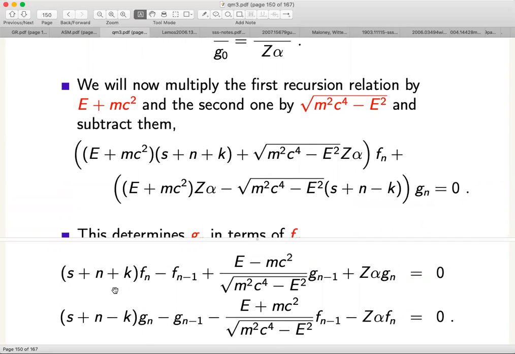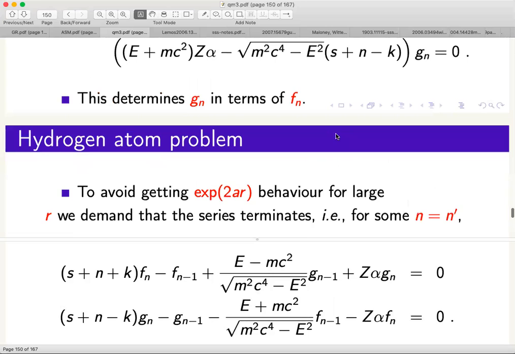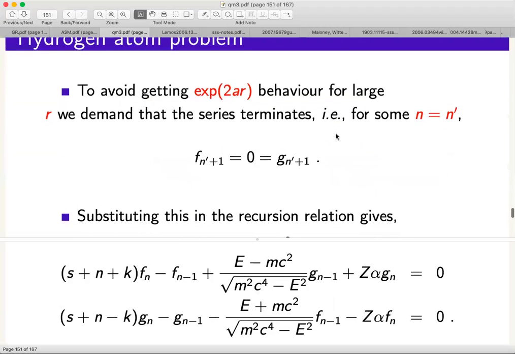And if you do that and subtract, then the terms like these survive, and there are other terms which would cancel. For example, the term involving f_{n-1} would cancel with this term, and a g_{n-1} term would cancel with this one. Okay, so whatever survives are just f_n g_n pieces, which is this expression. So what it tells us is that if you know f_n, you know g_n using this relation. That was the conclusion that we drew last time.